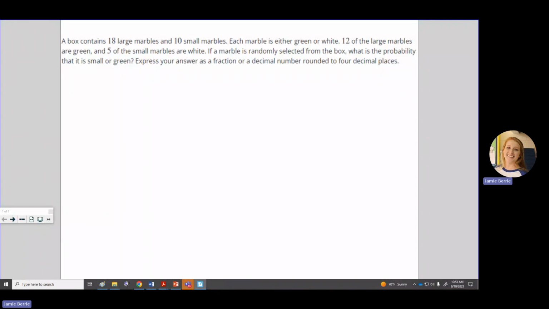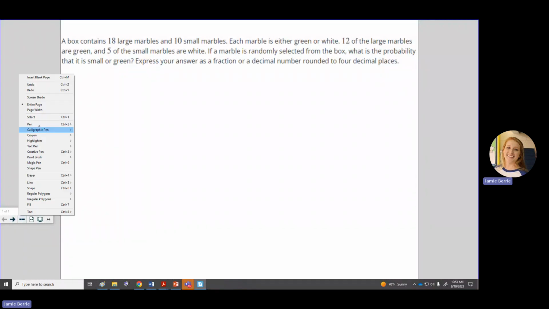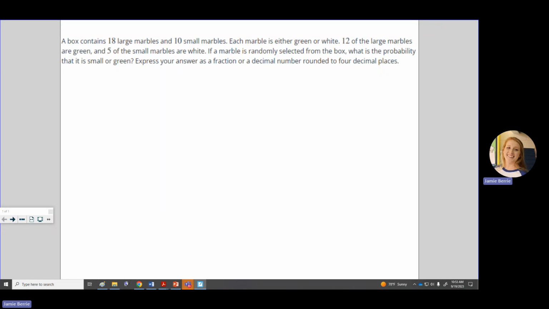In this video, I'm going to go over the marble problem, which involves the addition rule for probability. This problem says a box contains 18 large marbles and 10 small marbles. Each marble is either green or white. 12 of the large marbles are green and 5 of the small marbles are white. If a marble is randomly selected from the box, what is the probability that it is small or green?